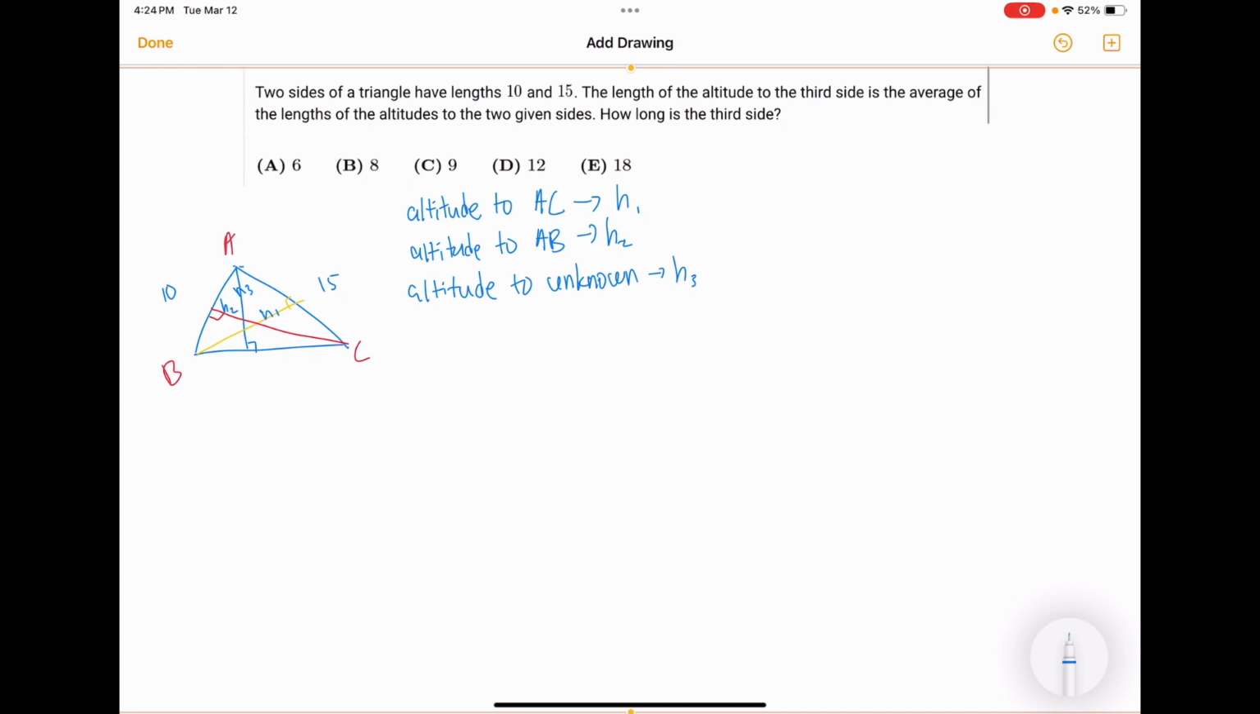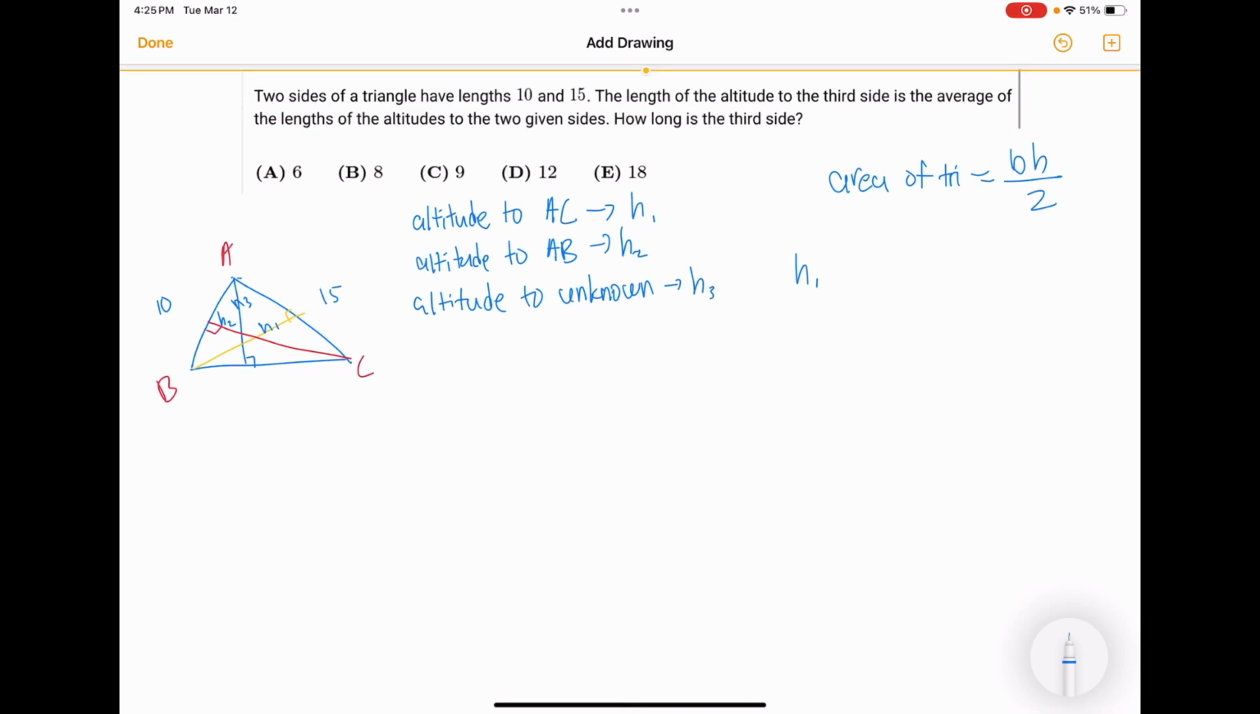And now we already know that the area of a triangle is base times height divided by 2. So that is the formula for that. And so from there we get that H1 times 15 divided by 2 is equal to the area. So A is area. And we know this because we're just going to pretend that AC is the base. So it has the length of 15. And then we know the altitude, we set that to be H1.